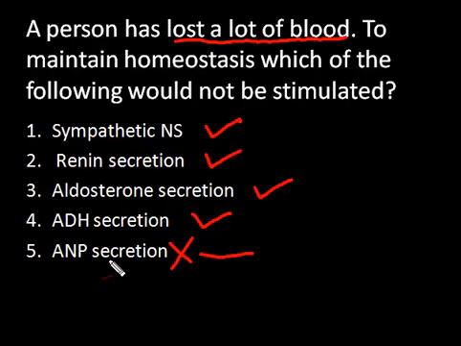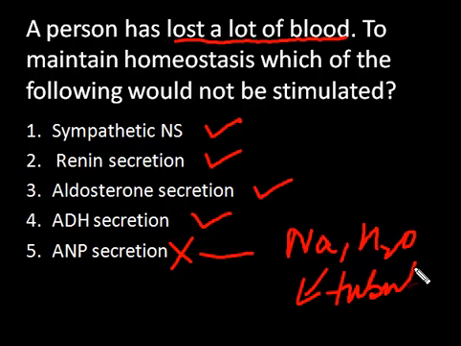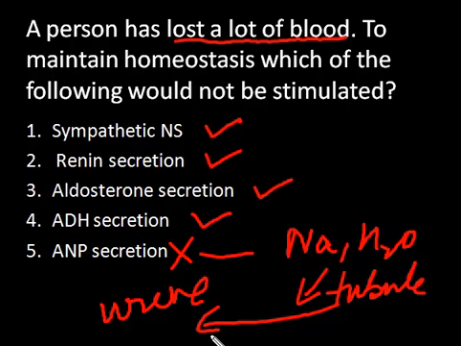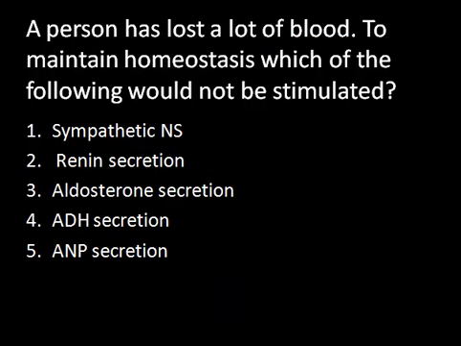The reason being, the function of atrial natriuretic peptide is to secrete sodium and hence water into the renal tubule, and then this passes out in the urine, so you have copious amounts of urine being formed. Now in this situation, you do not want to lose water and you don't want to lose sodium, so you don't want ANP to be secreted, because ANP is actually an antagonist of ADH and aldosterone. So therefore the answer to this question is ANP will not be secreted.